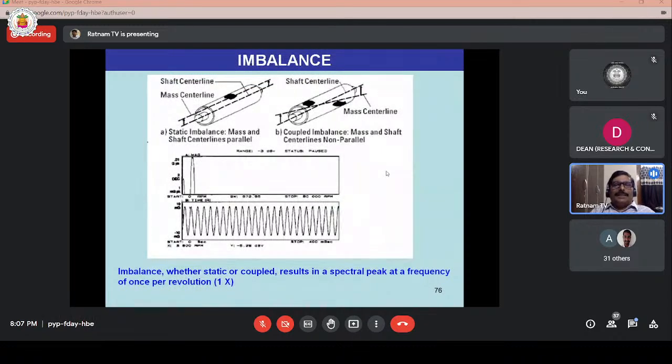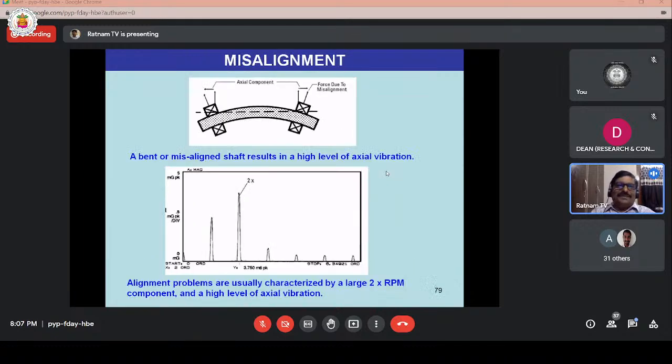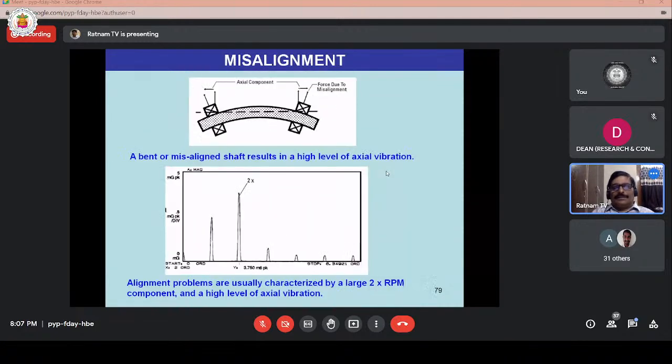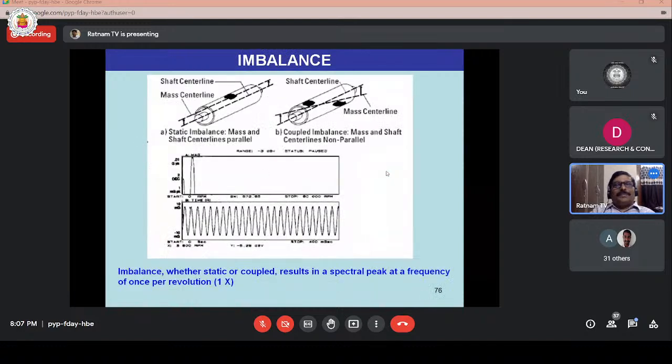Typical imbalance, whether static or coupled, results in a spectral peak at a frequency of once per revolution, like this. So this moving I am unable to control. You can see this is a single component. Imbalance: this simple one component appears. This pure sine wave will appear in a scope. If you convert it into FFT, a single component will appear. So it increases with the speed of the machine.